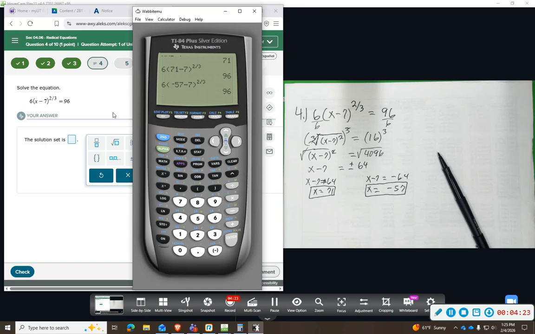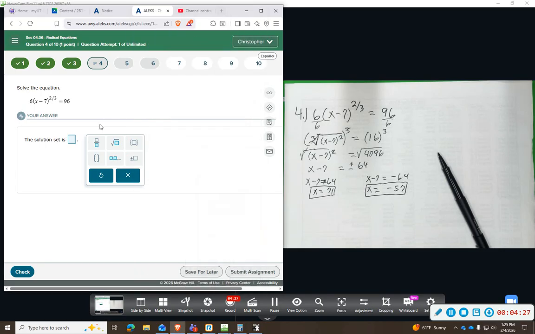So both these answers work. 71 and negative 57 work. So be careful when you have negative or an odd root. Sometimes both of those answers will work.